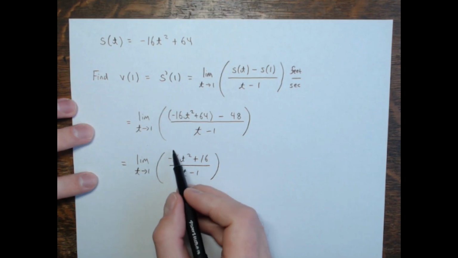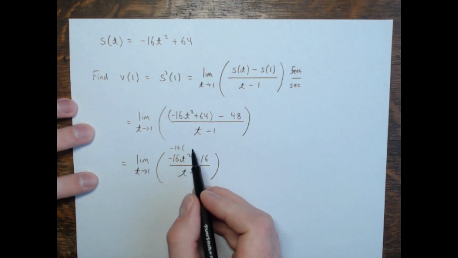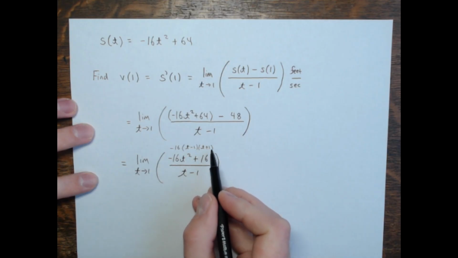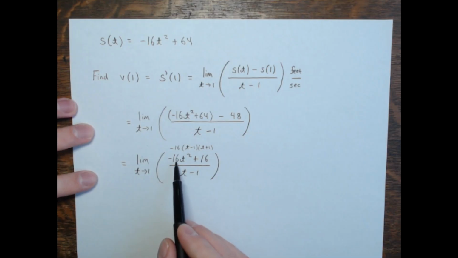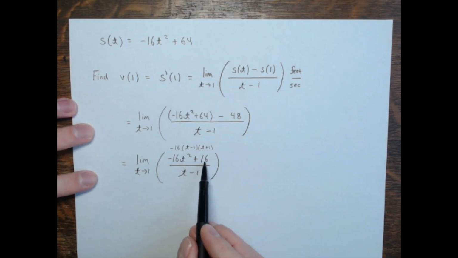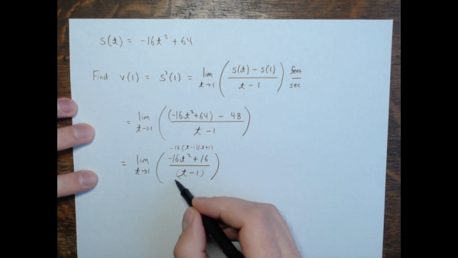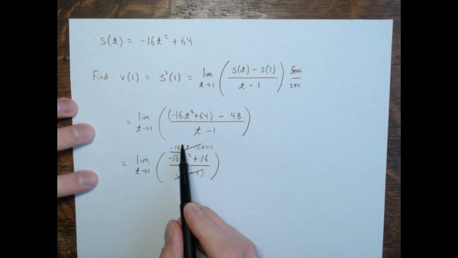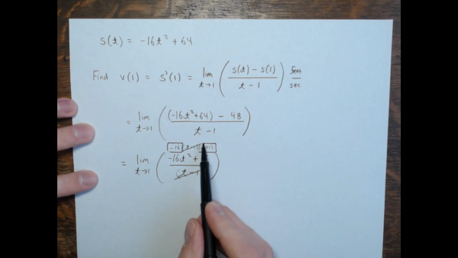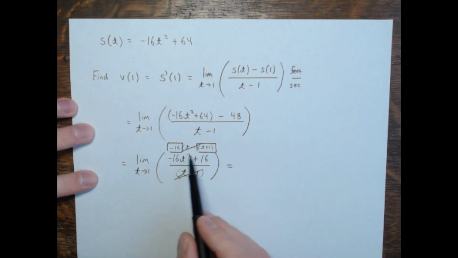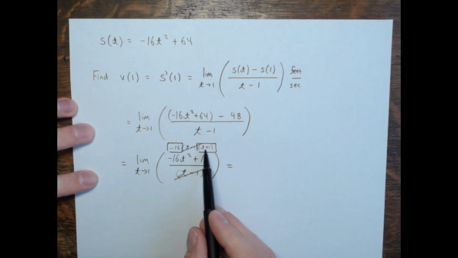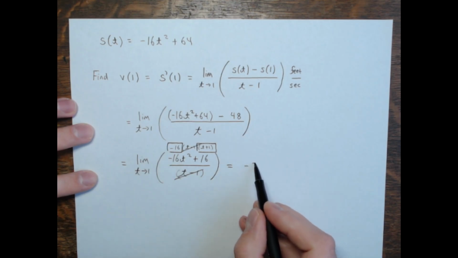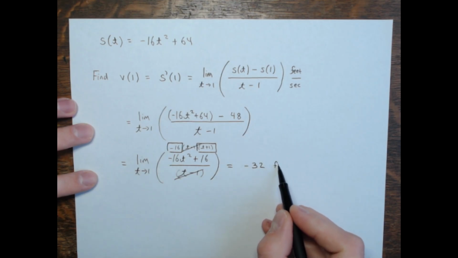But this numerator would factor to negative 16 times t minus 1 times t plus 1. Because if I pull negative 16 out, you'd be left with t squared minus 1, a difference of squares, which factors into t minus 1 and t plus 1. So the t minus 1 in the denominator and the t minus 1 in the numerator cancel, and I'm left with negative 16 and t plus 1. If I plug 1 into that, t plus 1 becomes 2, times negative 16 is negative 32. And again, this would be feet per second.